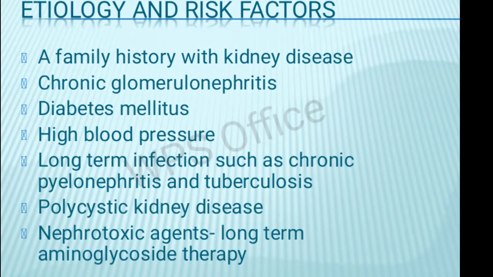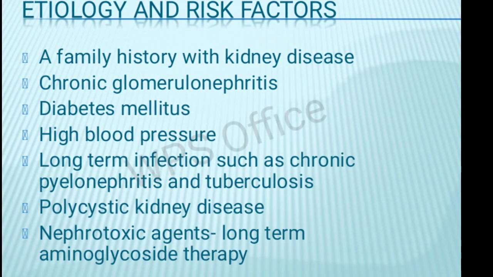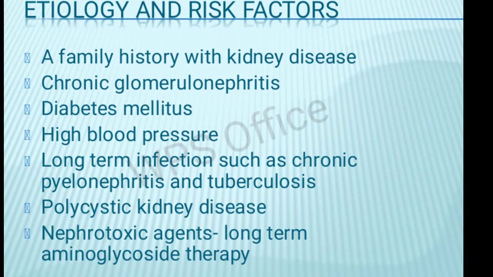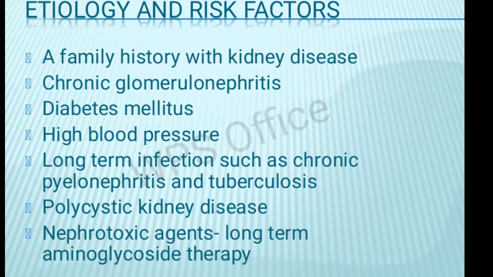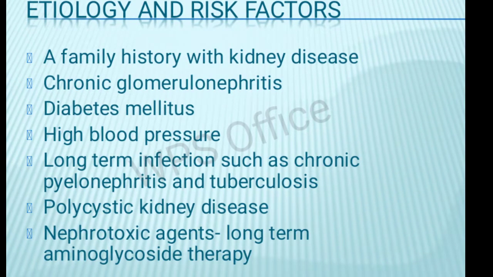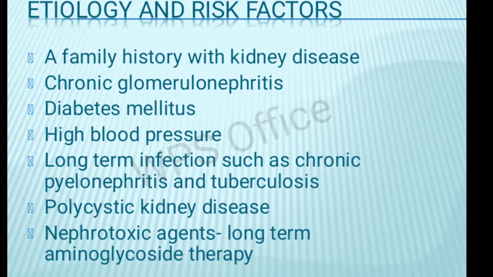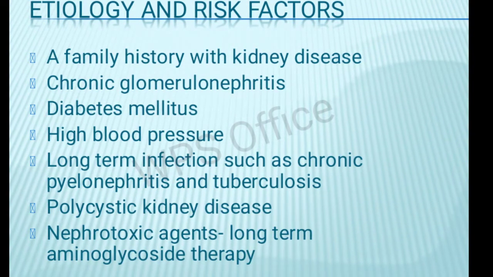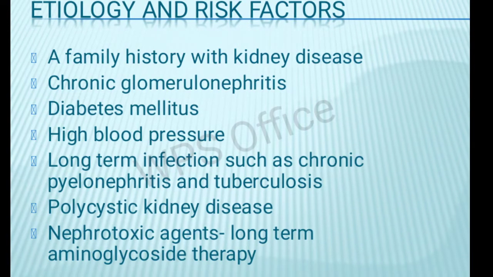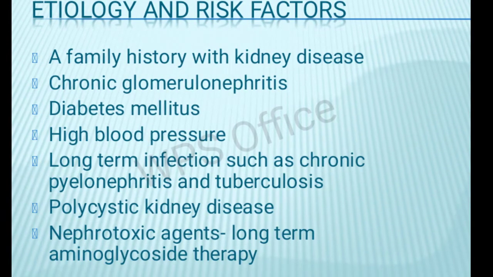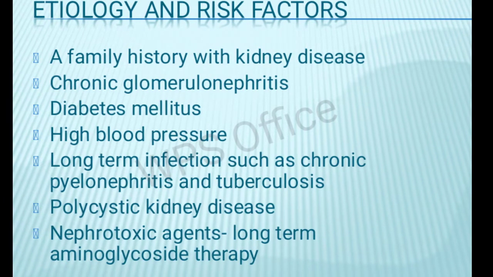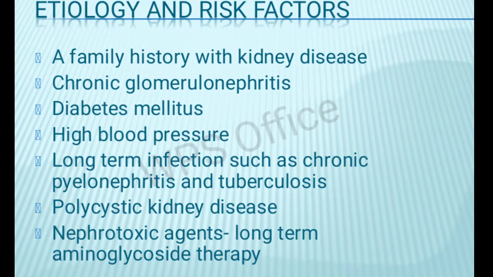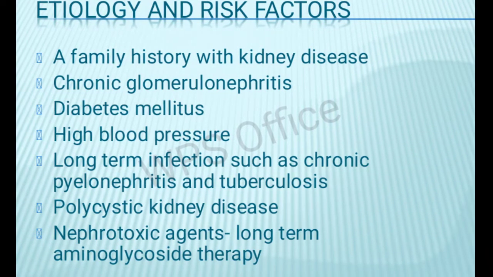Then next is the etiology and risk factors. If the person has a family history of kidney disease, then he is at risk. Then if the person has chronic glomerulonephritis, that is inflammation of the glomeruli. Then next, if the person has diabetes mellitus or high blood pressure. Then long-term infections such as chronic pyelonephritis, which is infection of the kidney, and tuberculosis, that you know. Then polycystic kidney disease, which means a large number of cysts will be present in the kidney. If the person has polycystic kidney disease, then he is at risk of developing chronic renal failure also.